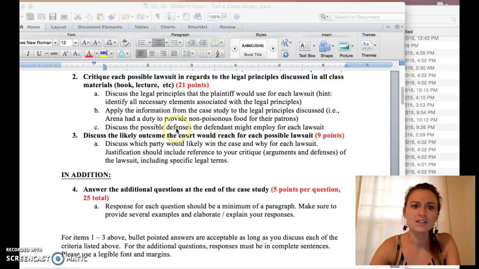After you do that, you'll discuss possible defenses that the defendant could use. Now, when you're discussing possible defenses, I really want you to think about relevance. Which defenses are viable for the specific situation that you're analyzing, the specific lawsuit? I don't want you to list every single possible defense for assault, every possible defense for defamation, because they might not be relevant or pertinent to the specific lawsuit that you're discussing. So really try and think about relevance and what would be appropriate.